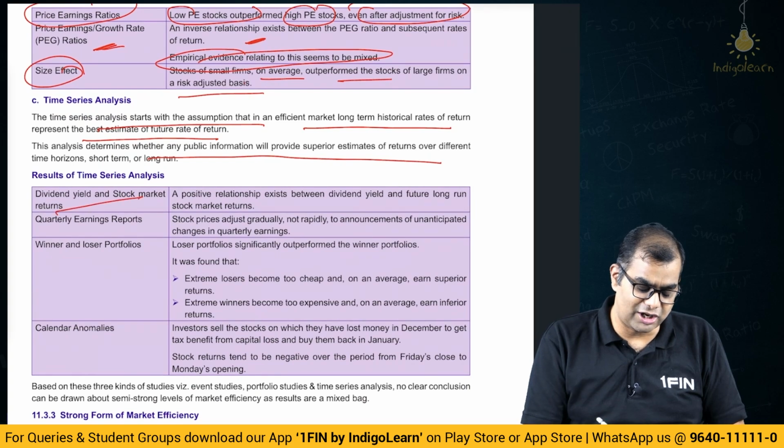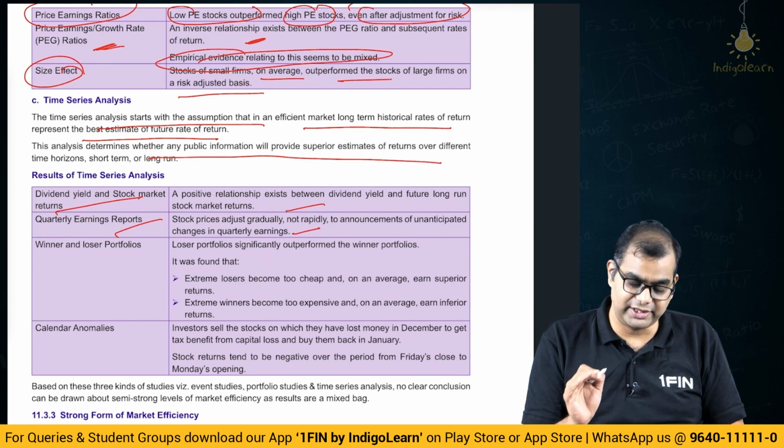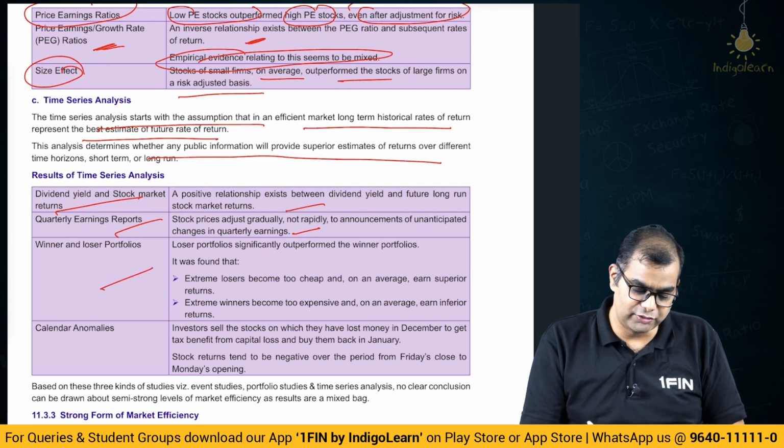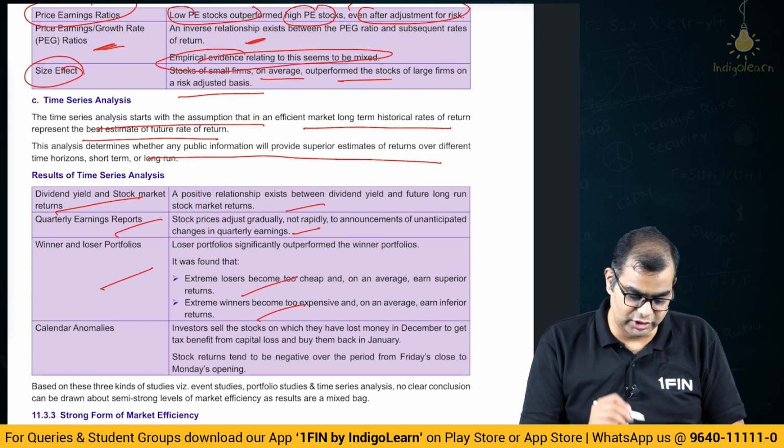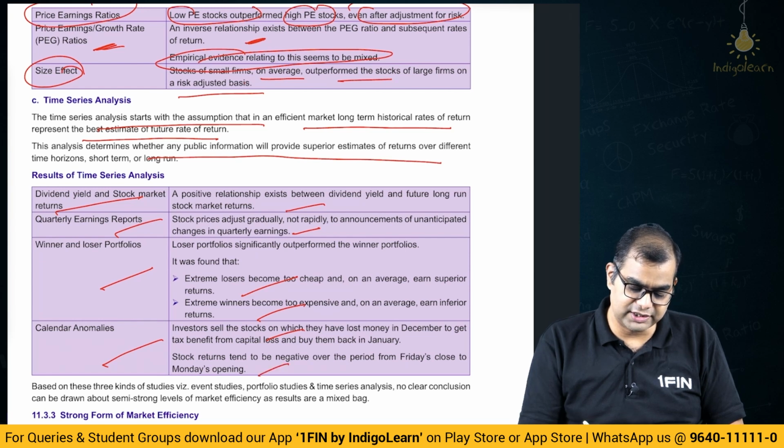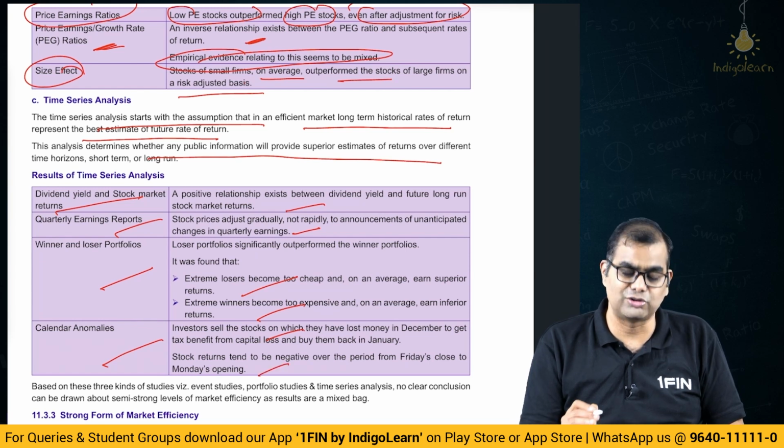So, dividend yield and stock market returns. A positive relationship exists between dividend yield and future returns. Quarterly report: stock price adjusts gradually and not rapidly. Winner and loser portfolios: it was found that extreme losers become too cheap and earn returns, and extreme winners become too expensive and earn lower returns. Calendar anomalies: investors sell stocks on which they have lost money in December to get tax benefit, and stock returns tend to be negative over a period from Friday's close to Monday's opening.